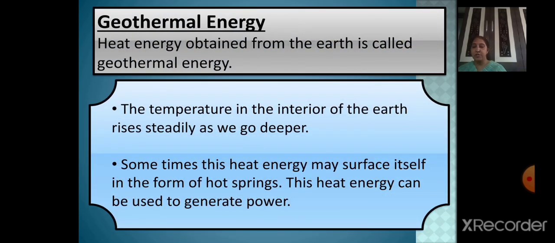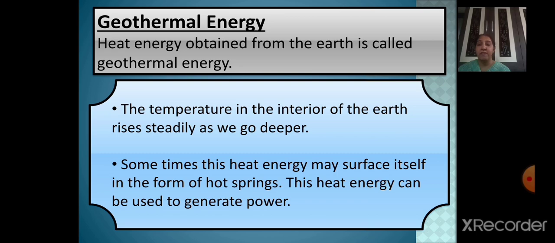Now the next is geothermal energy. Geothermal energy means the heat energy that is obtained from the earth. The temperature in the interior of the earth rises steadily as we go deeper. We know this very well, right? You have already learned in your lower classes about the layers of the earth. As we go deeper, the temperature increases.